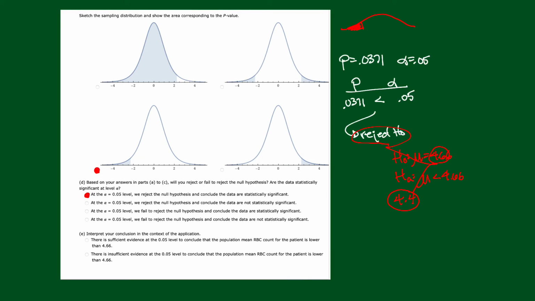And now finally, interpret the conclusion. All right, so there is sufficient evidence at 0.05 to conclude that the red blood cell count for this patient is lower. That's exactly what we're doing. There is sufficient evidence. That's why we rejected. This says there's insufficient, so we're not going with that. We're going with this one right here. Right, and that takes care of this problem.